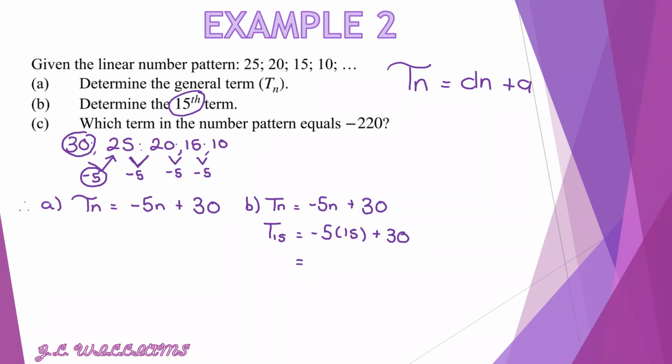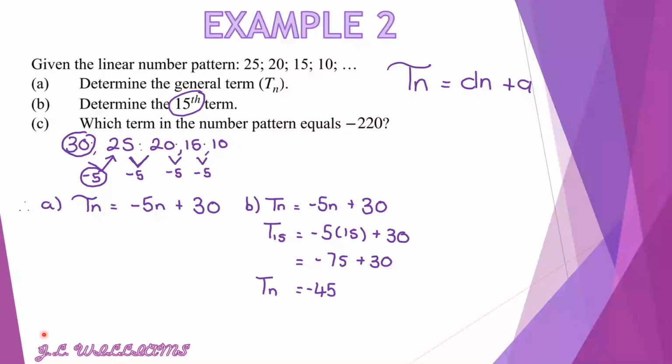Okay, and so we end up with negative 75 plus 30, and this value simplified will give us negative 45. So the value of the term in position 15 is negative 45. That makes sense because as the sequence progresses, as we move further along this pattern, the values get smaller and smaller and smaller because we are constantly decreasing the value of this term by 5.